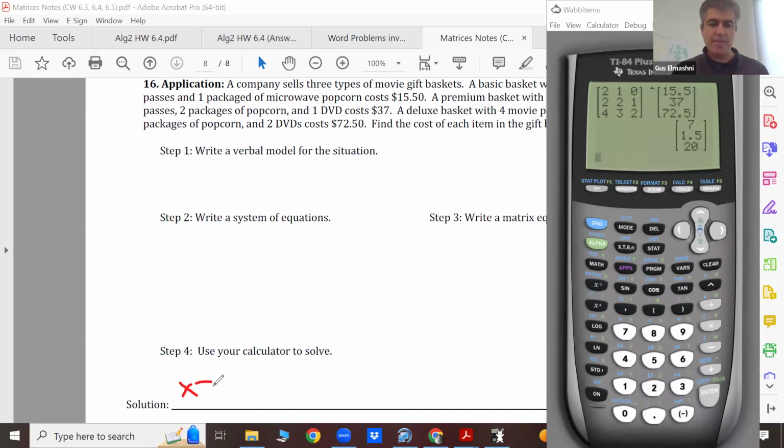So X is 7, Y is 1.5, and Z is 20. So it costs $7 per movie pass, $1.50 for packaged popcorn, and $20 for a DVD. So this is the advantage of matrices. You can solve systems more efficiently in this manner. Okay.